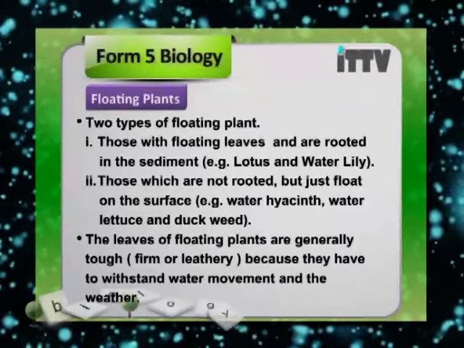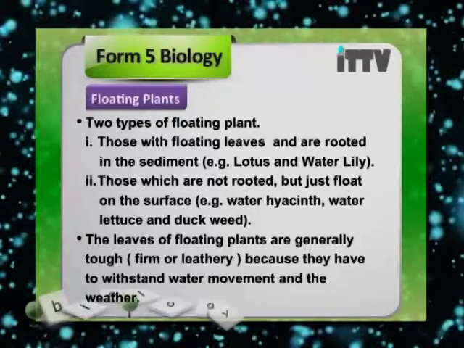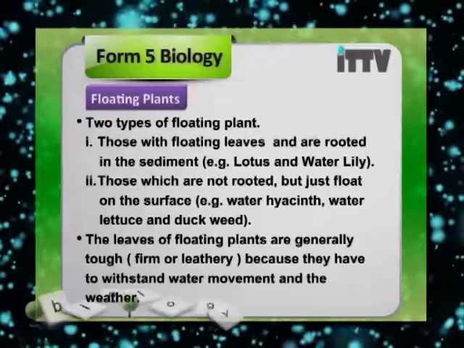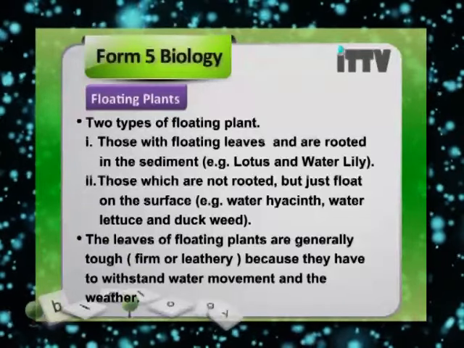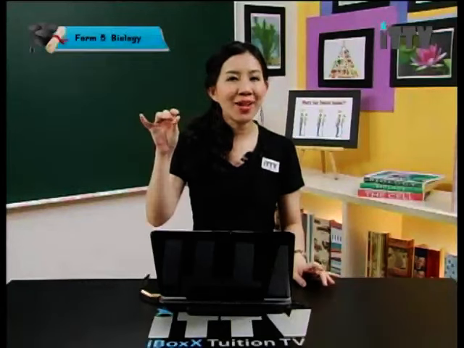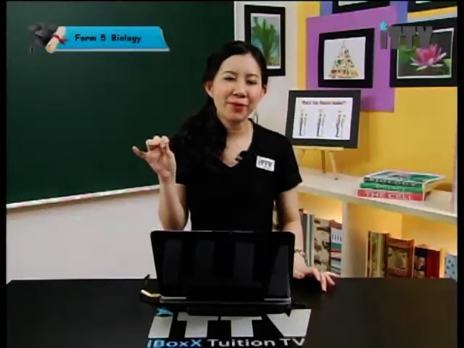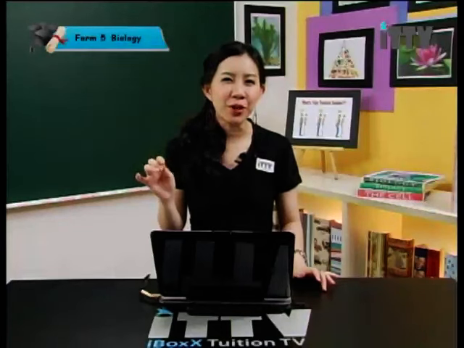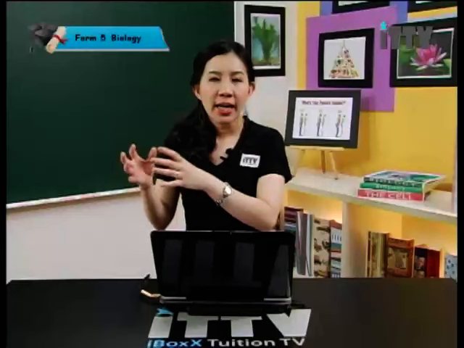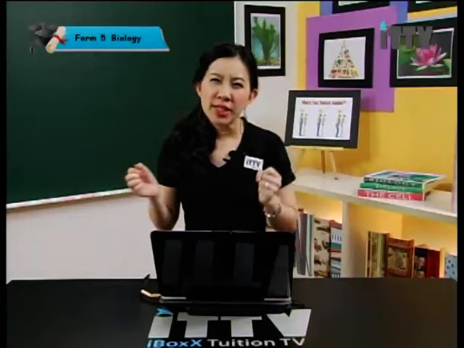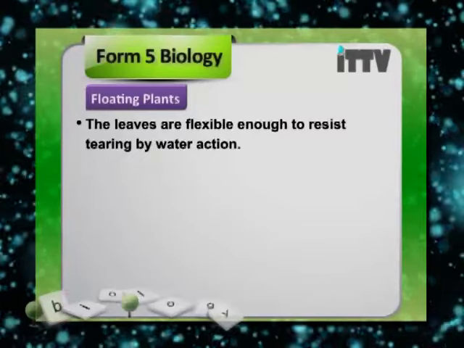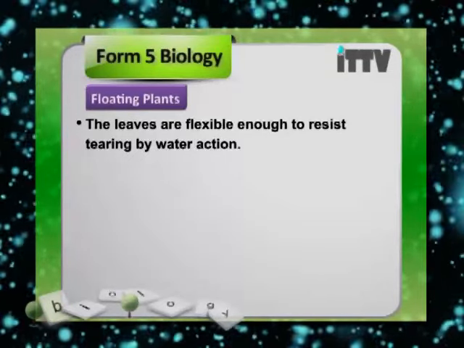And the leaves of floating plants are generally tough. They are firm or leathery because they have to withstand water movement and the weather. So if you had seen all these floating plants before and really felt the texture of the leaves, you notice that it feels really leathery and firm, because basically they have to withstand water movement because they are floating, and they have to withstand harsh weather as well. In addition, the leaves are flexible enough to resist tearing by water action.